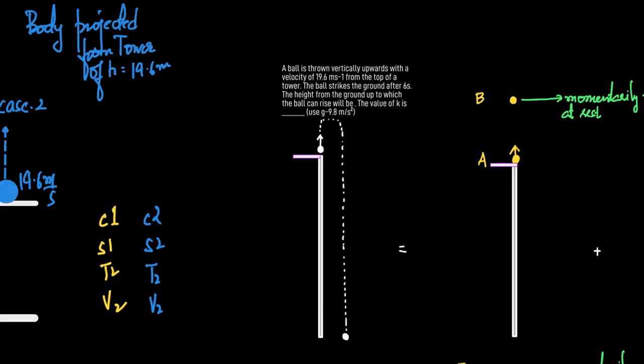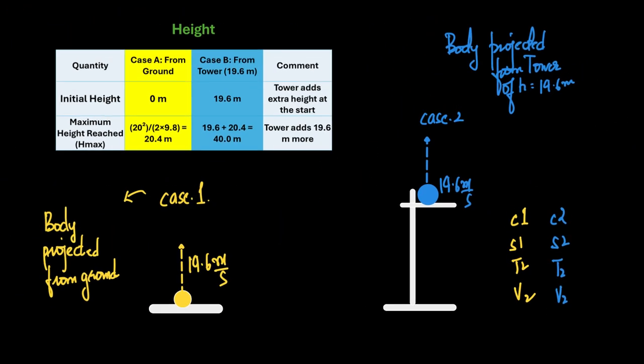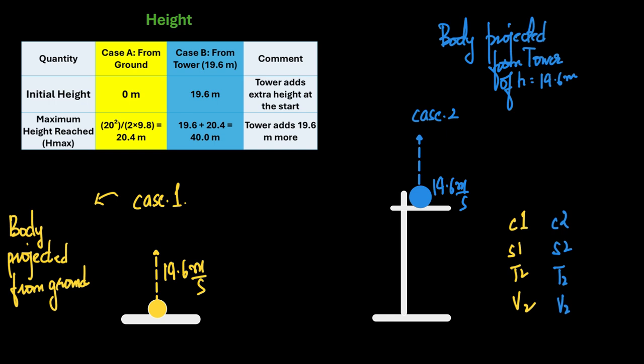So now before going to the solution here, I have a very quick question for you. When an object is projected from the ground, case 1, and a body is projected from the top of a tower, case 2, under the same velocities, 19.6 meters per second, what do you think is the relationship, or the relative difference, between case 1 and case 2 in terms of the distance, the displacement, the time of flight, and the corresponding velocities?